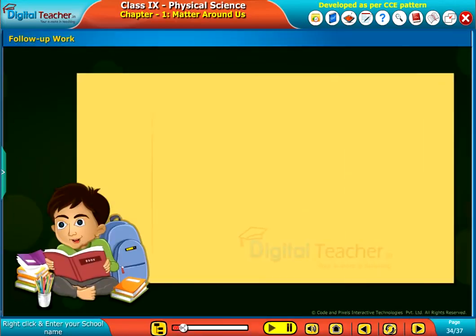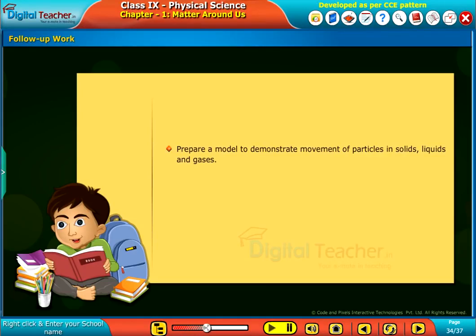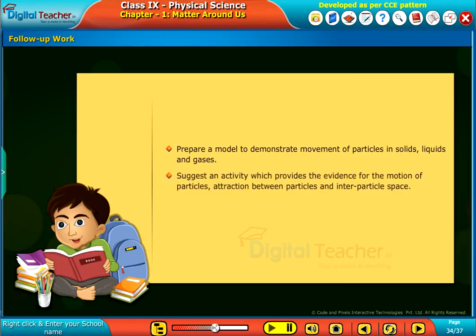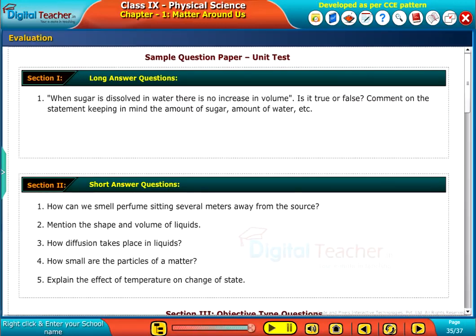Follow-up work. Prepare a model to demonstrate movement of particles in solids, liquids and gases. Suggest an activity which provides the evidence for the motion of particles, attraction between particles and interparticle space. Test your understanding of the chapter by taking the mock unit test.